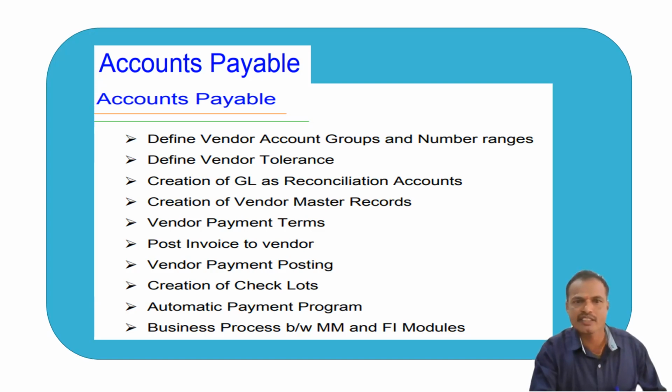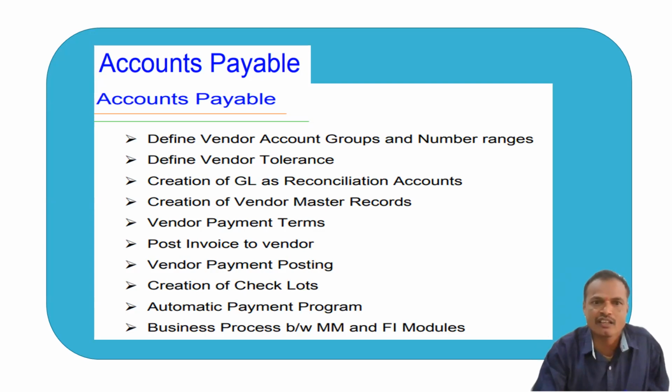In the accounts payable module, we have some automatic payment program. This is a very important part in the MNC companies. Particularly, they hire the people who have got expertise in accounts payable automatic payment program. They will hire in MNC companies also. Business process BMW. This is the MM part, material management, and FI part. It's an integration part.